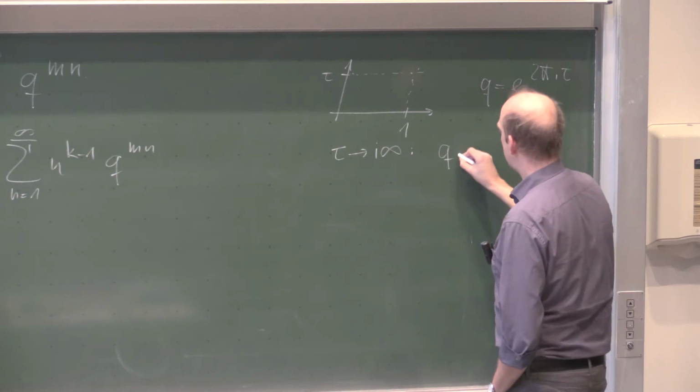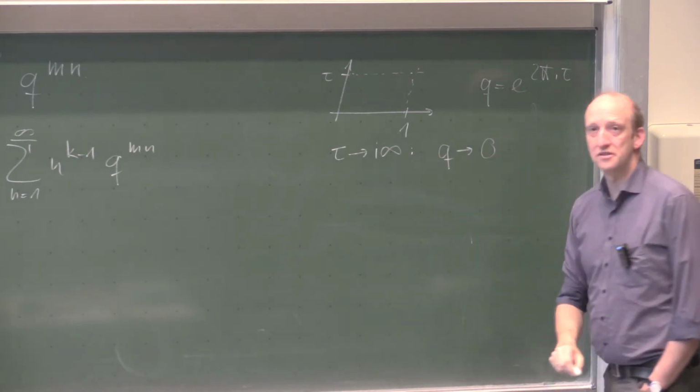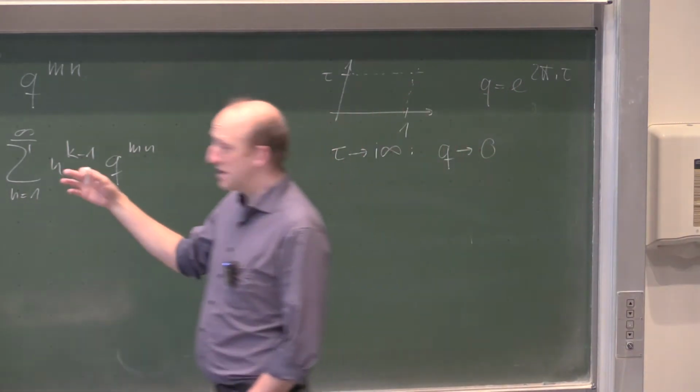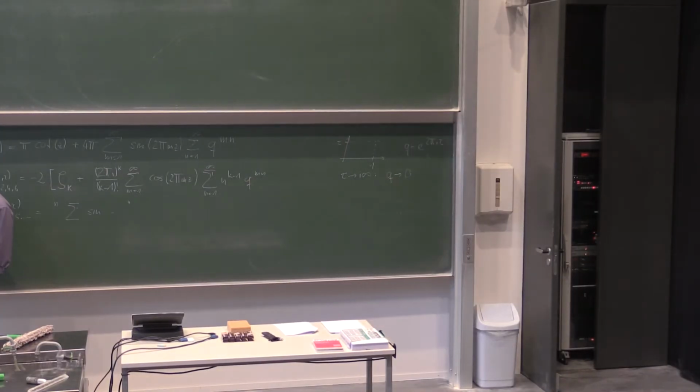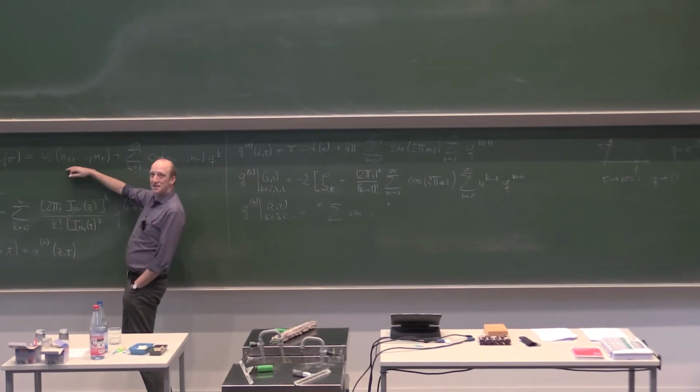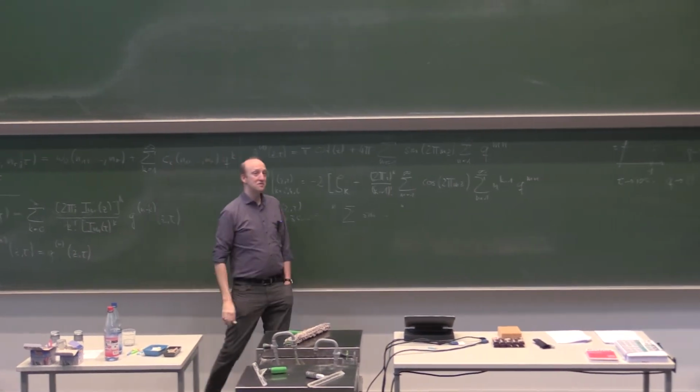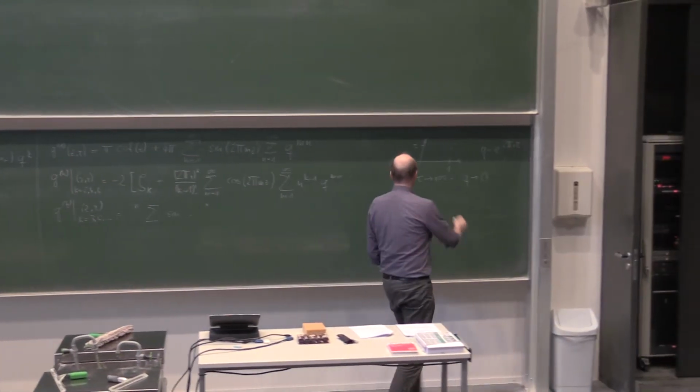That is equivalent to q going to 0. So if I take this limit, then the whole expansion here will vanish. And in this limit, we should better get the constant term of the elliptic multiple zeta value. What does it mean geometrically?